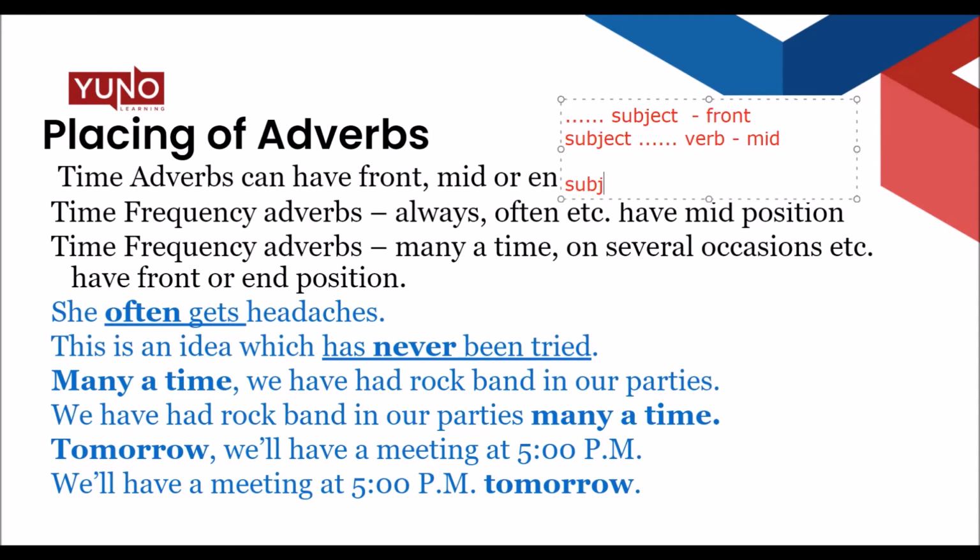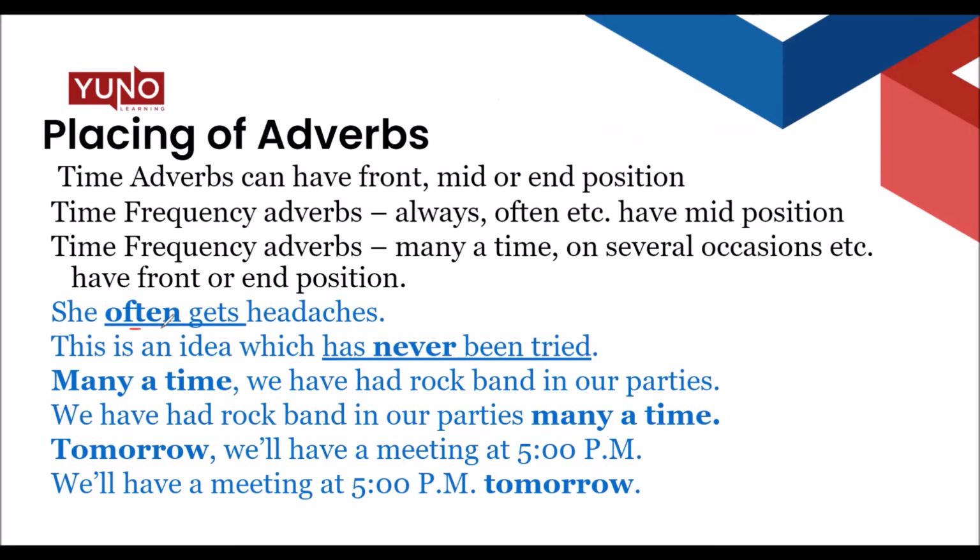If you have the subject, then the verb, and the adverb comes after the verb, maybe after an object or just soon after the verb, that is the end position of the adverb. So we need to understand which kind of adverbs have what place in the sentence, the front position, the mid position, or the end position. Now let's look at this. She often gets headaches. We cannot say often she gets headaches. She gets headaches often. Grammatically correct is what? She often gets headaches. So we place the word often soon after the subject before the verb. Often comes here before the verb.